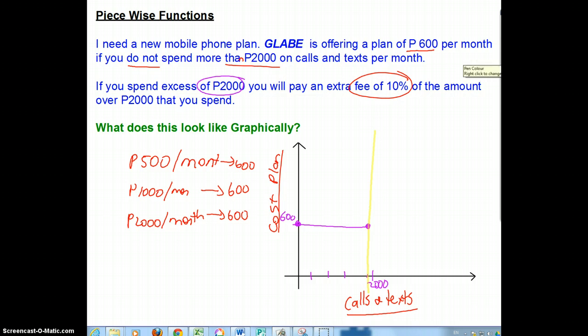So if we go back over here, it says if I spend more than my 2,000, I've got to pay an extra 10%. So for example, if I spend 3,000 pesos per month, I've got my 600 peso base rate, but I also have 10% of the excess. So I've got an extra 1,000 pesos there, so I have to pay an extra 10% of 1,000, an extra tenth of 1,000. So there's an extra 100 pesos. So if I spend 3,000 a month, I've got my base rate of 600 plus 100. So now I've got an increased cost of my plan.